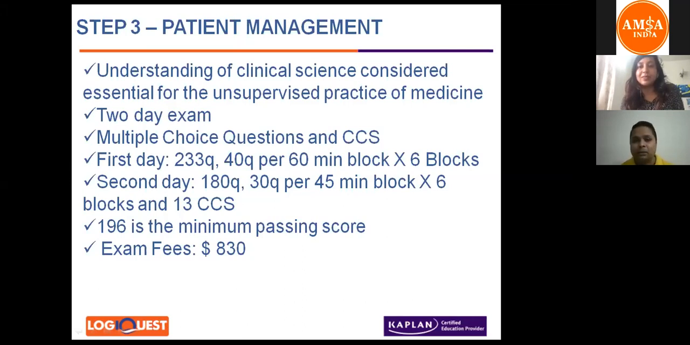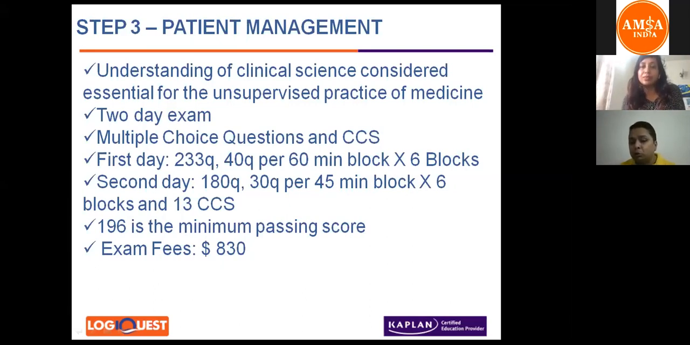196 is the minimum passing score of Step 3, and the exam fee is $830. The exam can be given only in the US, any state across the US. Like in Step 2 CS, we've seen you can give it only at particular locations, that is Atlanta, Philadelphia, Chicago, Los Angeles, and Houston. But here, across the US, you can give it anytime, 365 days minus the national holidays and Sundays. That's how Step 3 is designed, for 2 days.